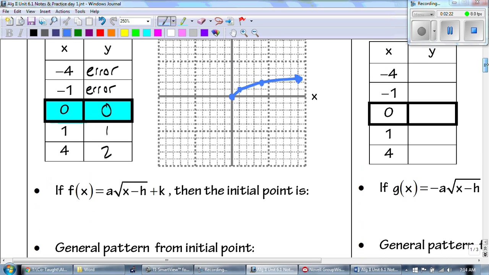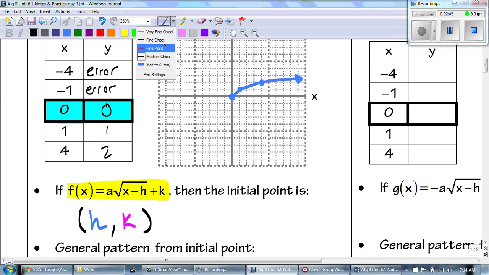Now, if f of x equals a times the square root of x minus h plus k, then our initial point, just like before, is going to be the opposite of h, comma, k. And that's going to tell us what to do. Our initial point for this function is 0, 0.